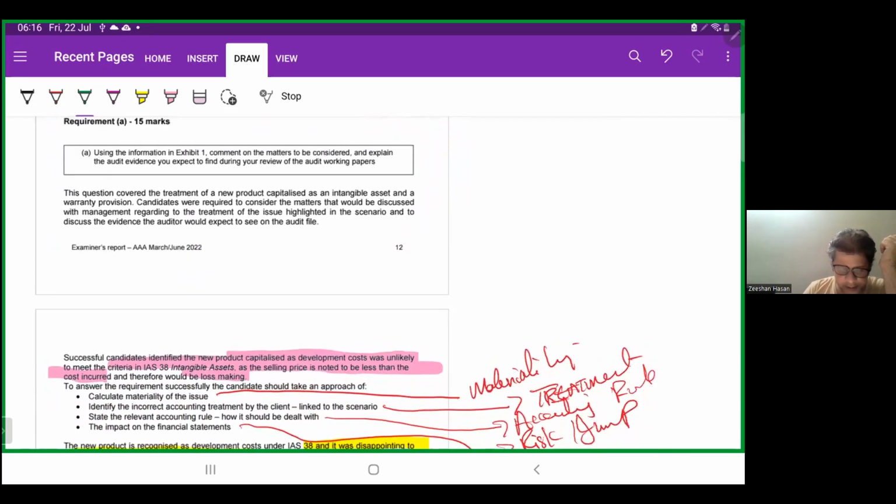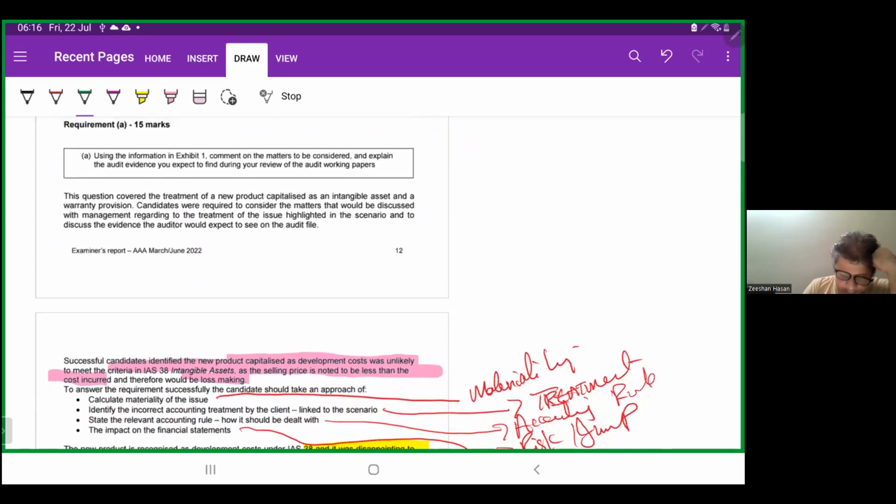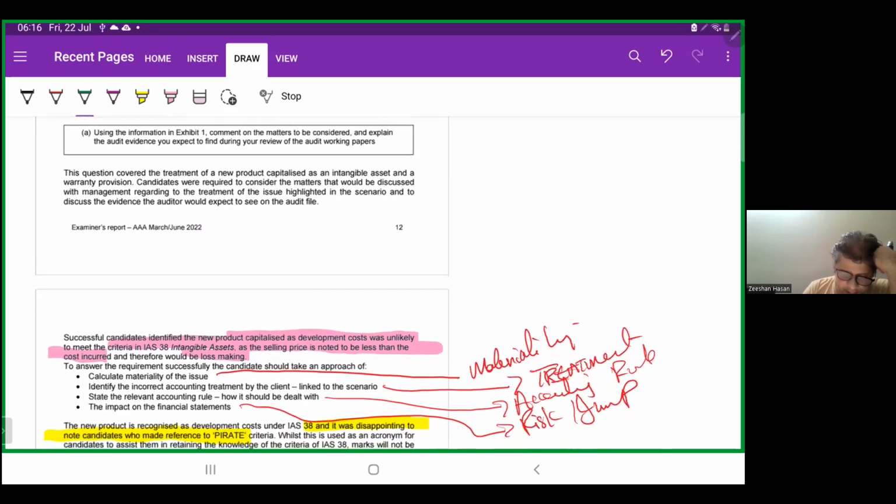So in requirement A, using the information in Exhibit 1, comment on the matters to be considered and explain the audit evidence you will find during your review of the audit working papers. Okay.